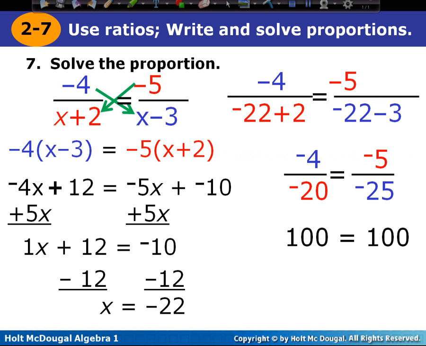Here's our check for this one. We put in negative 4 over negative 22 plus 2 equals negative 5 over negative 22 minus 3. And we go ahead and say negative 22 plus 2 is negative 20, and negative 22 minus 3 is negative 25. And when I cross multiply those, I get 100 equals 100. Again, take a minute, make sure you have the work and the check written before you move on.